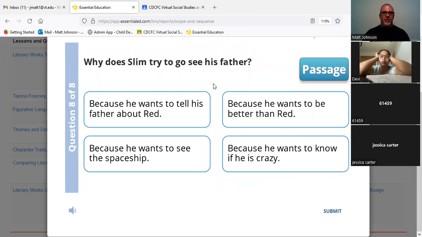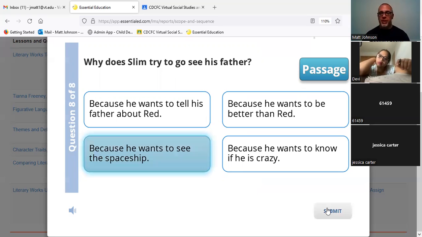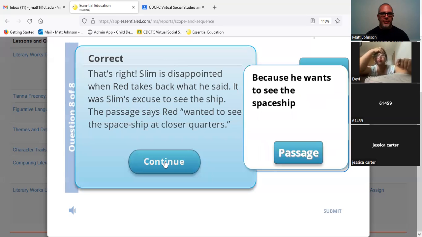And then why does Slim try to go see his father? Because he wants to see the spaceship. That's where his father is. And he's curious about this, what appears to be a spaceship. So he wants to go check it out. And that was pretty straightforward. All right.